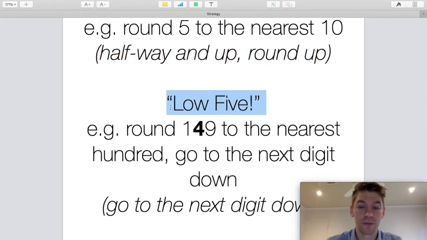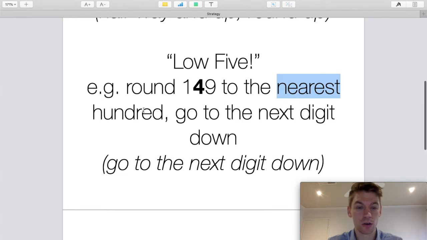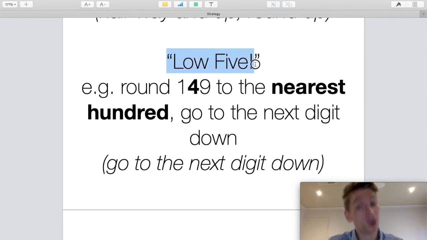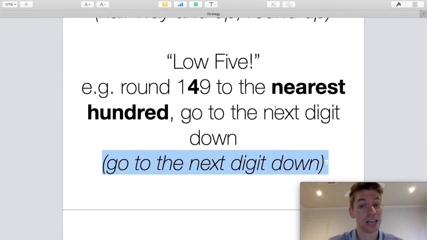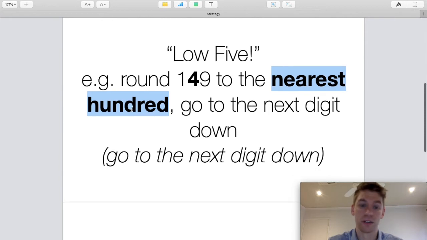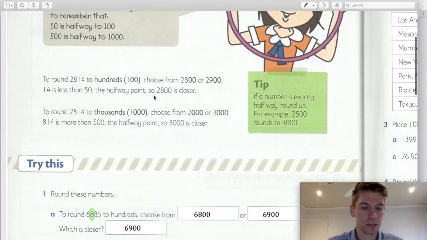Now, low five was something that you didn't get to use in yesterday's work, but you are going to use it in today's. And it means when you read something like this, the nearest 100, you don't actually look at the hundreds digit. You go low five, you go down to the next digit, which for this number is the tens. So low five means go to the next digit down whenever you read the nearest 100, or nearest whatever. You always go one digit down. So let's have a look at the work for today.